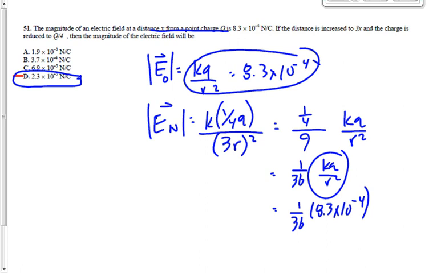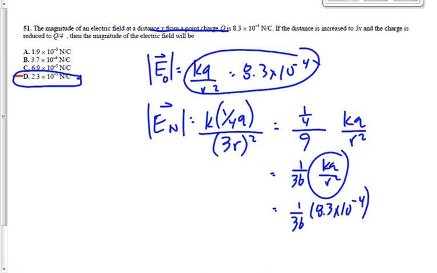How many people forgot to square the 3? Hey, listen, if it's kq over r, then there's nothing to square. If it's kq over r squared, remember, you're not squaring r. You're squaring the distance, and the distance isn't r anymore, it's 3r. So you've got to square that entire distance.